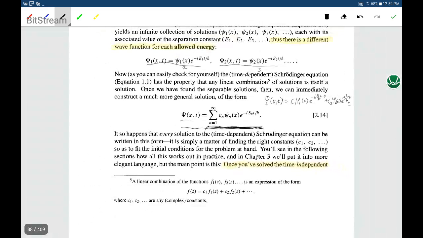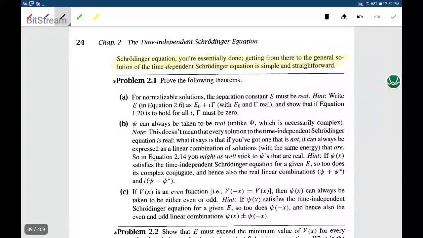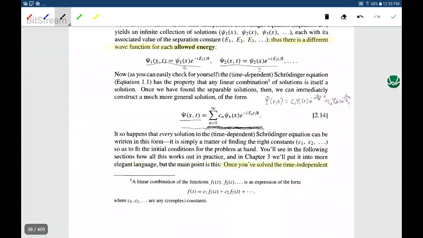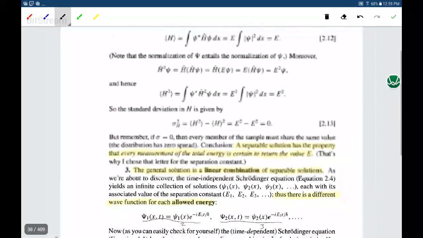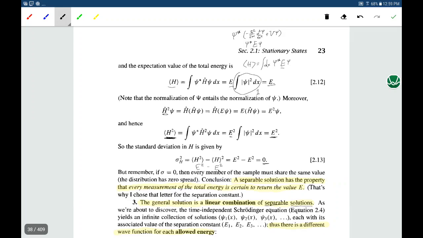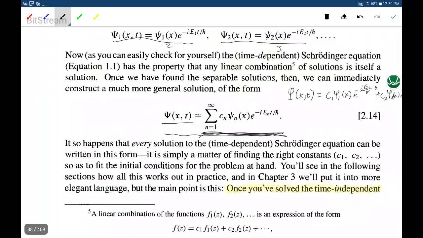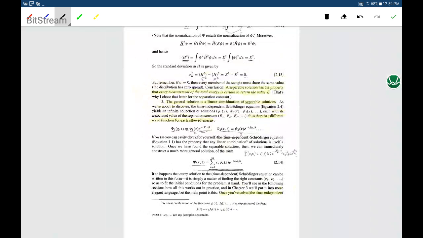So the main point is that once you've solved the time-independent Schrödinger equation, you're basically done. Once you've solved the time-independent in space equation, the Hamiltonian of the psi function equals E psi, and we know that the solution to the time part is basically trivial, it's going to be this guy, then we just take a linear combination of all the solutions. And that makes it a very, very powerful technique.